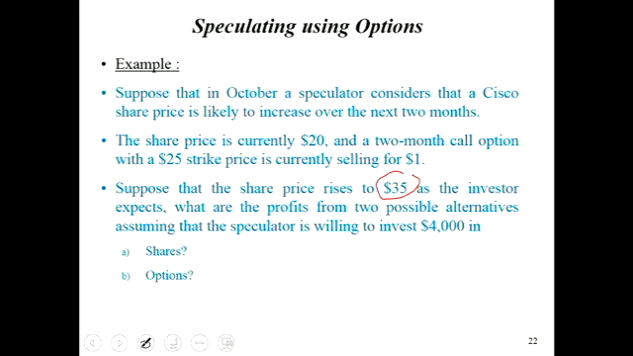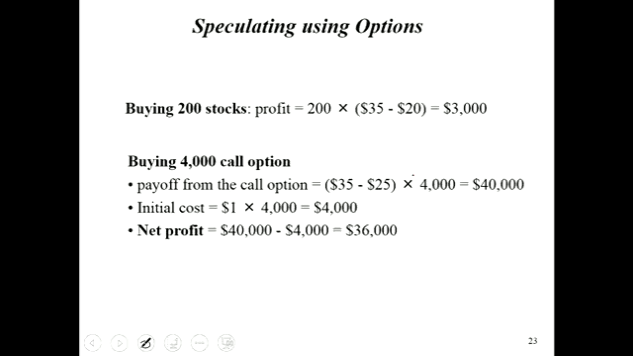So you can see the difference: investing in shares would give you a $3,000 profit on your investment. Investing in options in this particular case is going to end up with a $36,000 profit, 12 times as much. So this is one of the reasons people get attracted to this stuff. If you get it right, you can make a lot more money than investing in the underlying asset. But of course, there are risks associated with it, which you've got to take account of. Okay, so I think there's the numbers. Any questions on that before we move on?